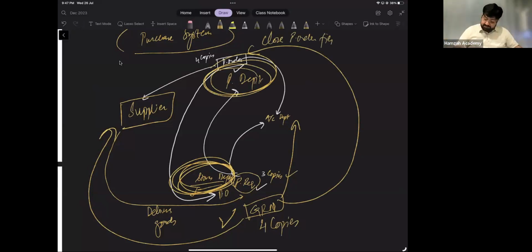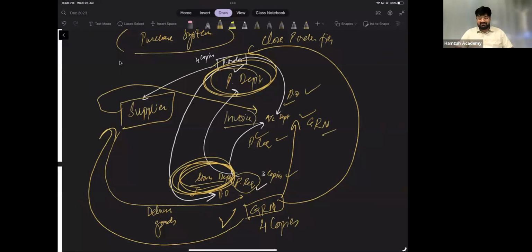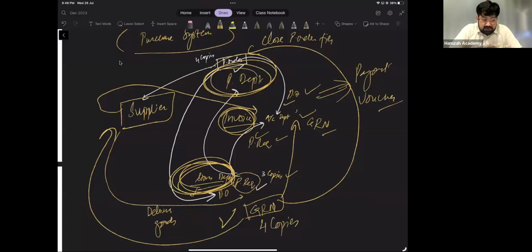The accounts department matches 3 documents: purchase requisition, purchase order, and GRN. 1, 2, 3, and then the supplier sends the invoice. So the accounts department matches all the documents. Then they prepare a payment voucher, which is approved by the manager. One person prepares and checks all the documents, and then it is approved by the senior management. And a cheque is prepared or an online transfer is made this time.